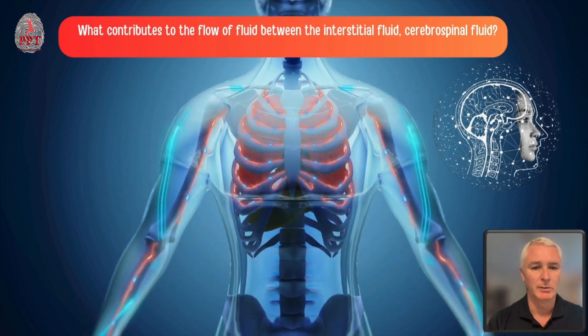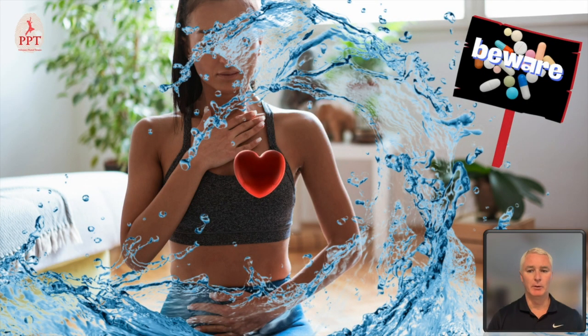Let's look at what contributes to that exchange. So the things that contribute to the flow of fluid between the interstitial fluid and the cerebrospinal fluid are breathing, hydration, and the heartbeat. But we've got this beware sign here because there are some medications that can interfere with aquaporin 4. And if it does that, then you get a decrease in the exchange of fluid between the cerebrospinal fluid and the interstitial fluid. So those three there, breathing, heartbeat, and hydration, they're critical to that flow.